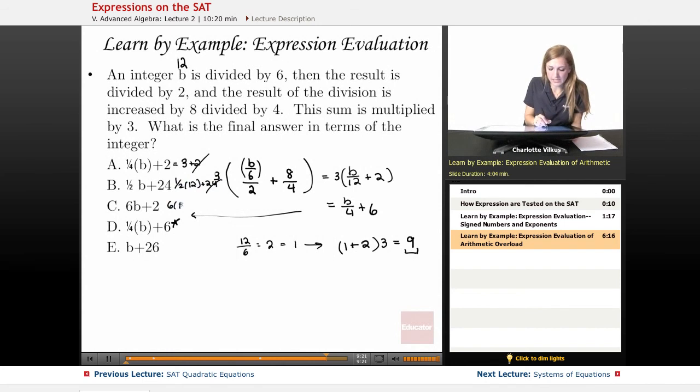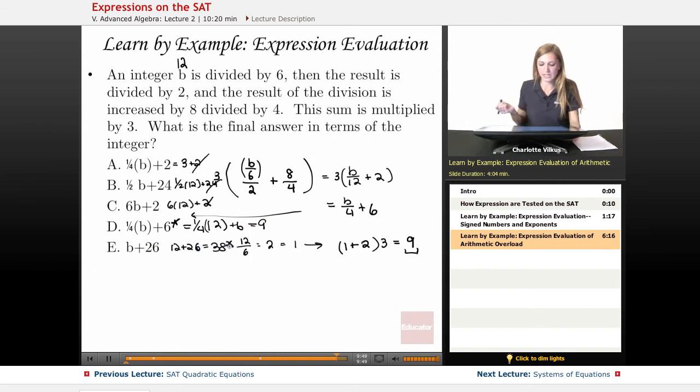Here, 6 times 12 plus 2. I could put that into my calculator, but I can definitely look at it and see that that's not going to be 9. It's going to be something a lot bigger, like 74. Here, if I put it in, I'm going to get 1/4 times 12, which is 3 plus 6, which is in fact 9, so that's it. Or here, if I put in 12 plus 26, I'm going to get 38. So also not an answer, and either way I would have gotten answer D, which is my final answer.